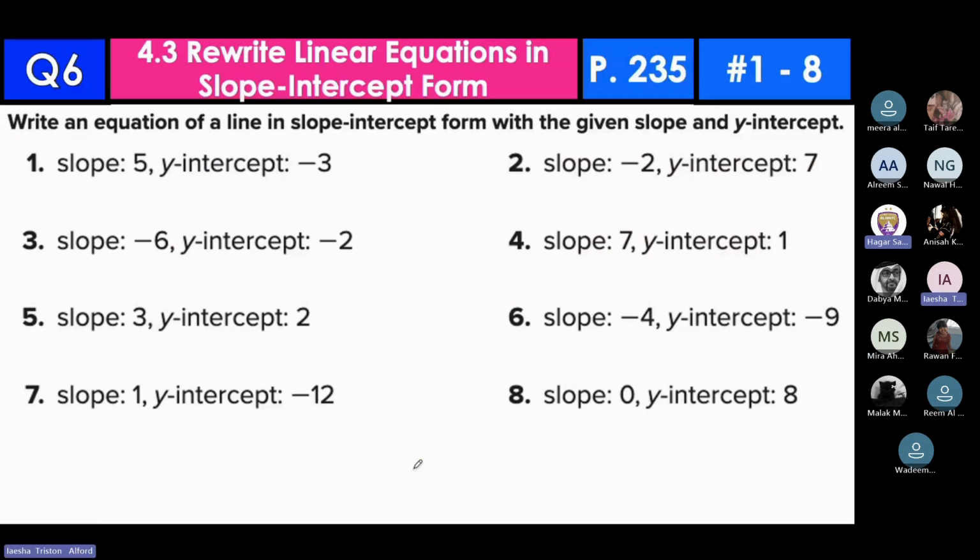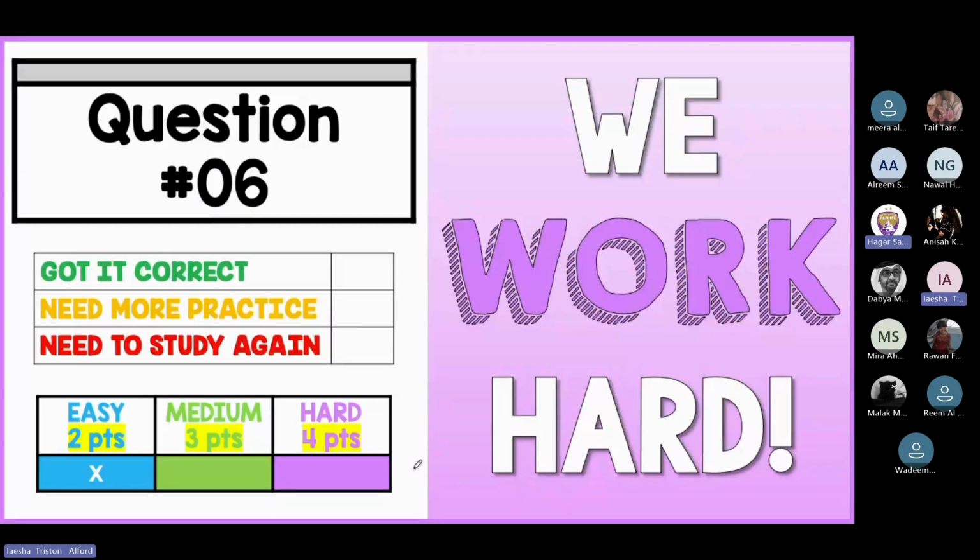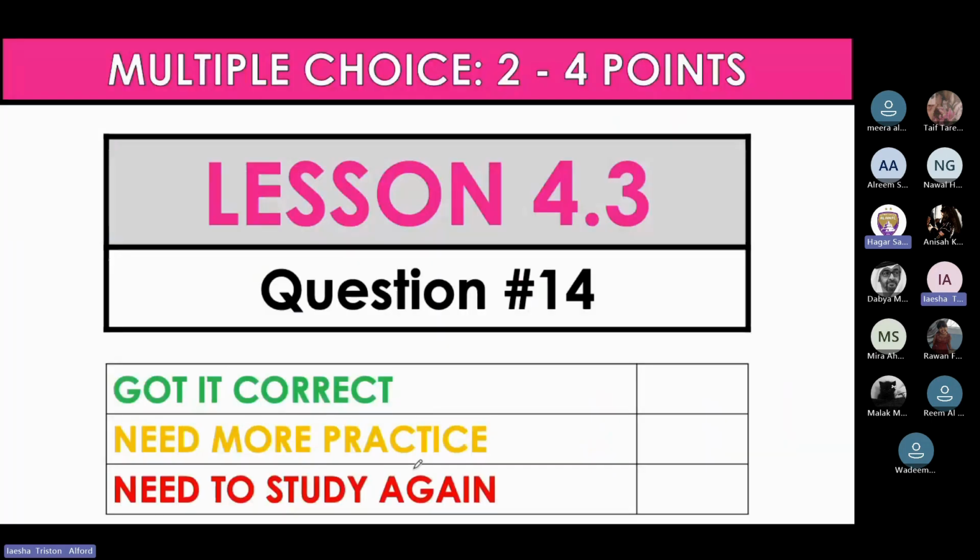So that's question number 6. Just write an equation of a line in slope-intercept form. I think that question should be very easy for you to do. Okay? So next question from 4.3 is question number 14.